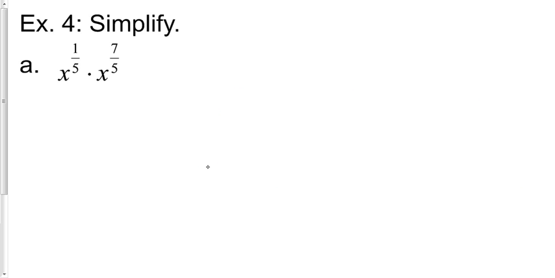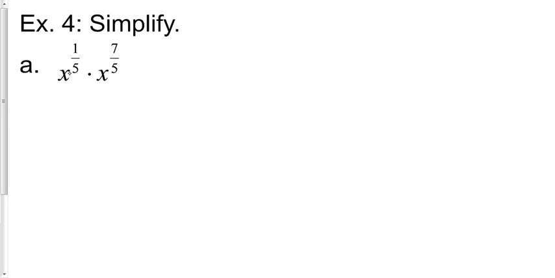On to simplifying. These are not as easy. You cannot use a calculator for these. You just need to know your math and your laws of exponents and how to convert from radical form into exponential form. Okay, so this first one is actually pretty easy.